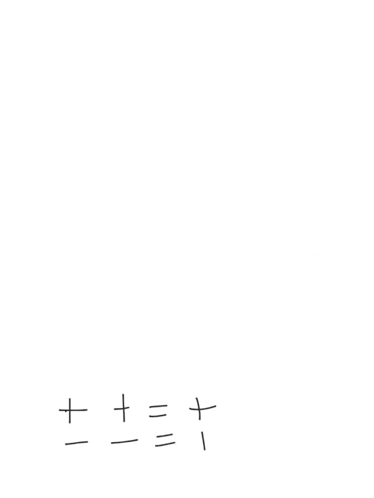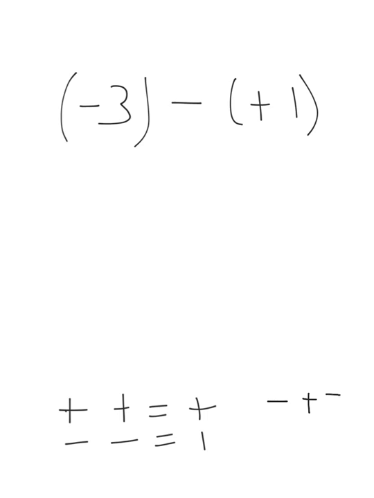In this third example, we're going to do negative 3 minus positive 1. So now we're back to having a negative and a positive together, which, if you remember from the last examples, make a minus. Keep that in mind. Maybe you can think ahead to what the answer is going to be.